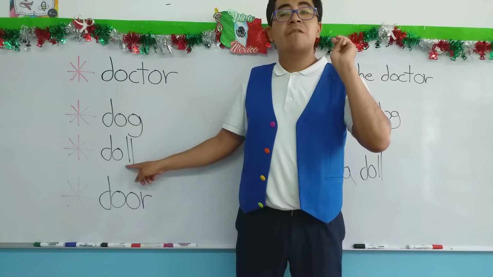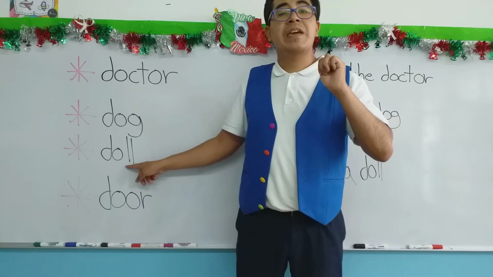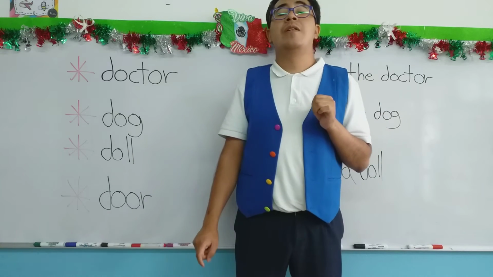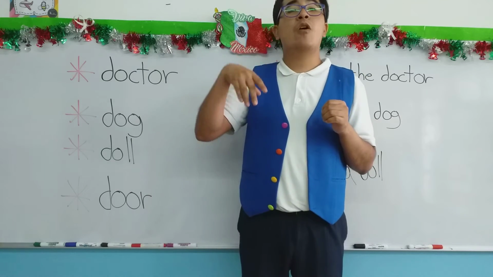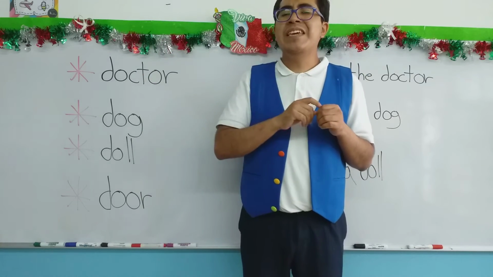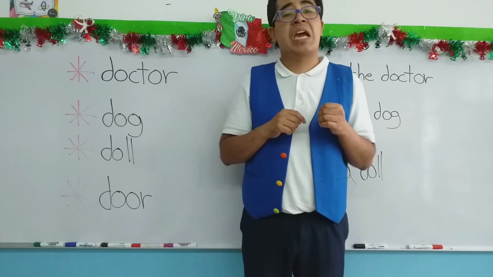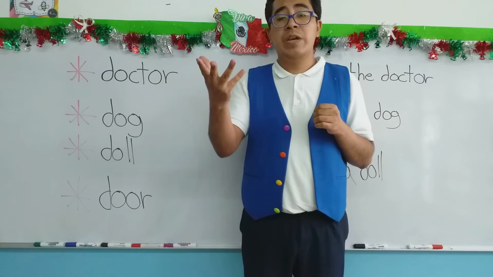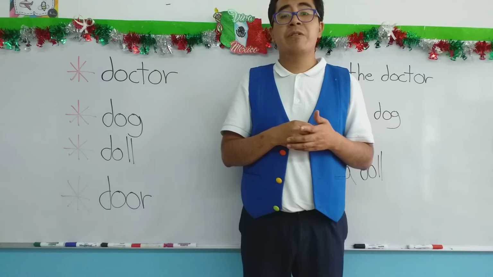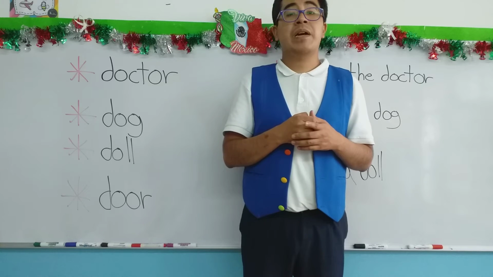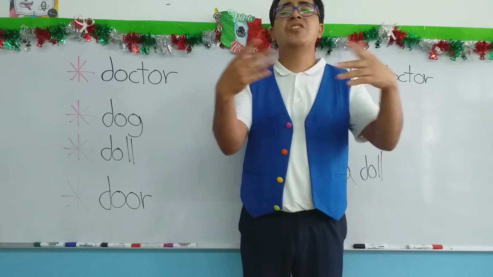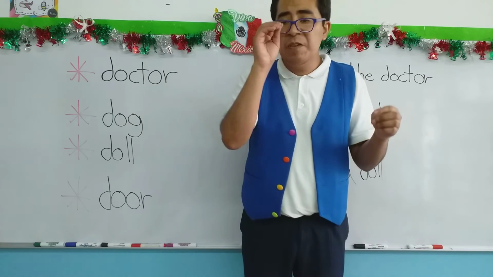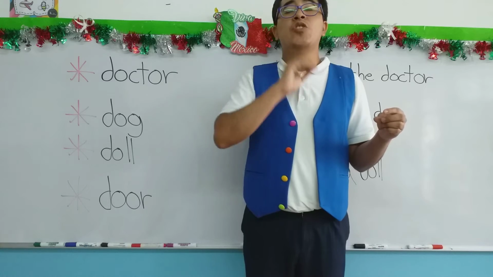With number 3. For the third word, we have doll. Now, doll, my children, it's part of the family of toys. Let's see if you remember Jessie the cowgirl from Toy Story. Do you know Jessie the cowgirl? ¿Ustedes se acuerdan de Jessie la vaquerita de Toy Story? Very good. What is Jessie? It's a toy, but specifically it's a doll.